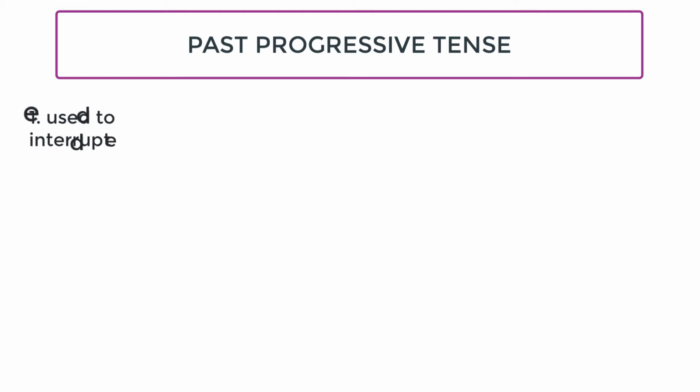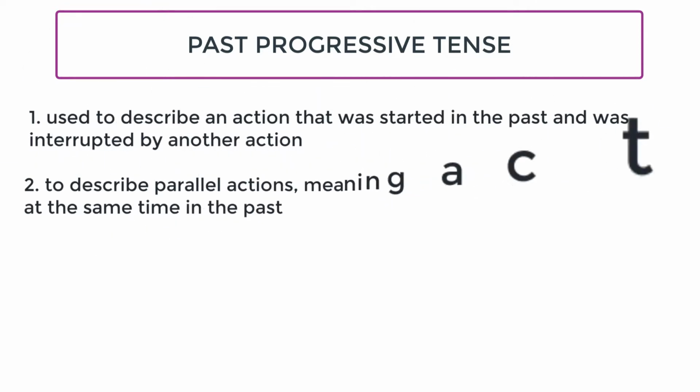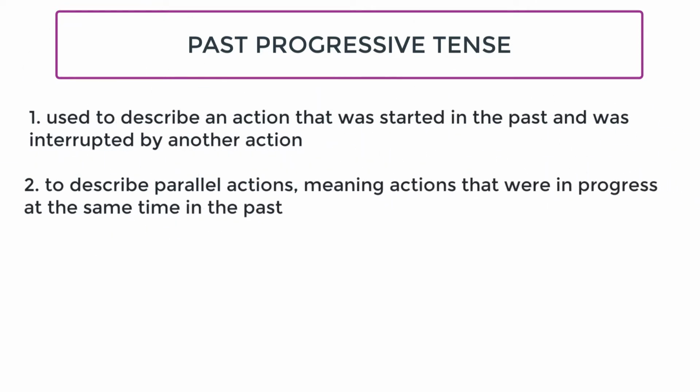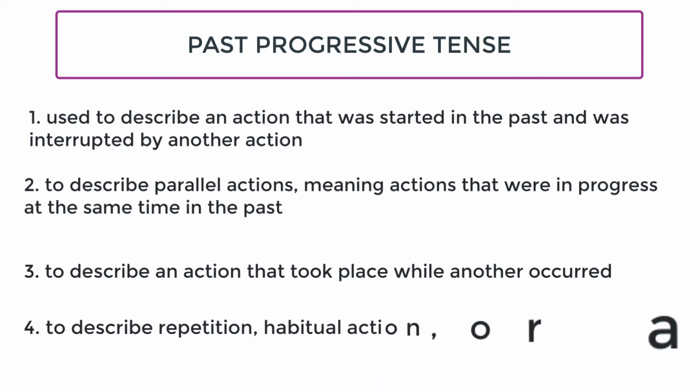The past progressive tense is used to describe an action that was started in the past and was interrupted by another action. To describe parallel actions, meaning actions that were in progress at the same time in the past. To describe an action that took place while another occurred. And to describe repetition, habitual action, or even annoyance.